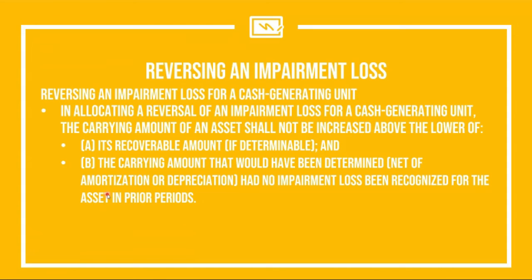Okay? So meaning if you were computing for the recoverable amount of the individual asset that belongs to the cash generating unit, you cannot increase its value beyond its recoverable amount and or its carrying amount if no impairment happened. So meaning the maximum increase of the said individual asset belonging to the cash generating unit will be the lower of the two items. So you need to compute for the two and then get the lower amount. That's the new carrying amount of the asset.